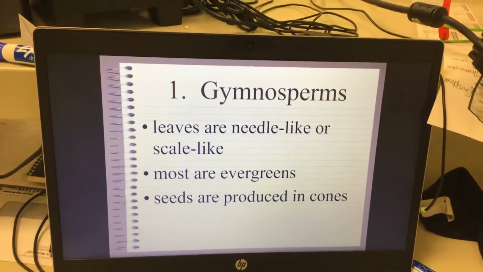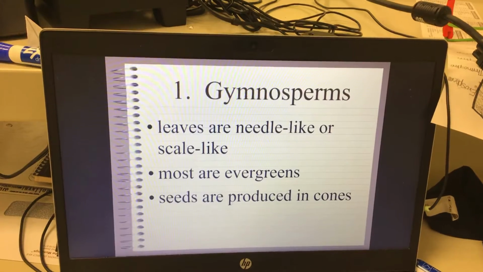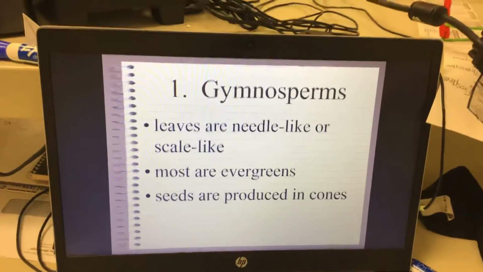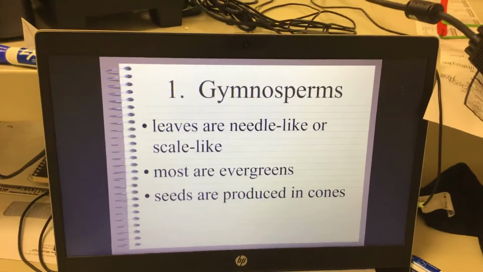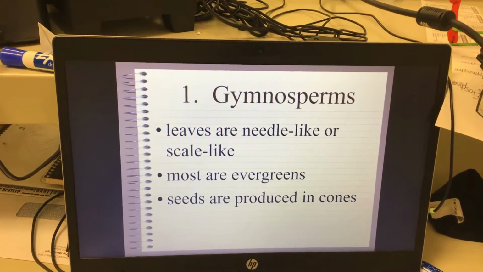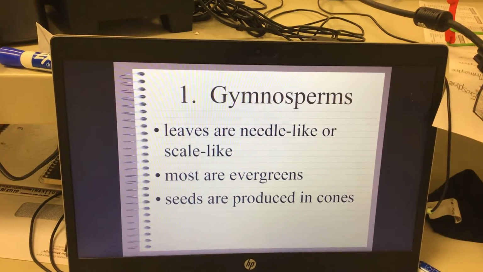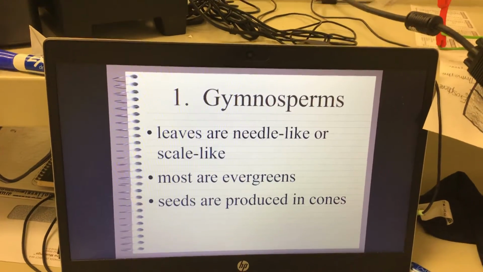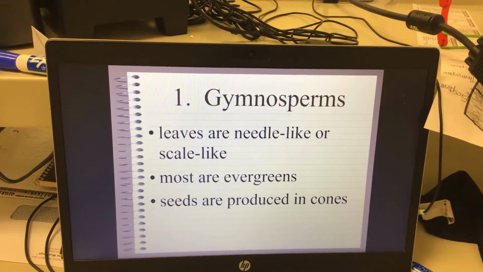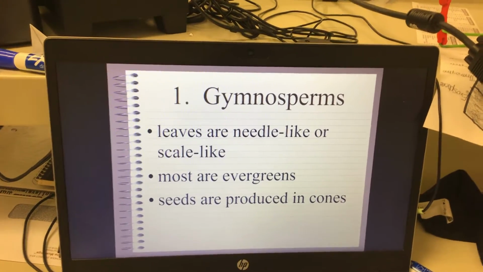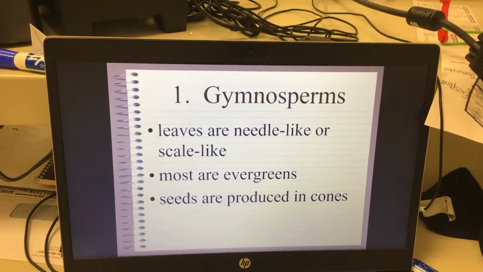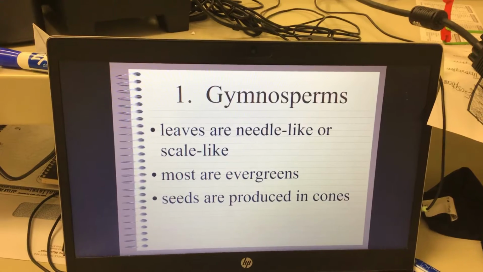So, gymnosperms, instead of flat leaves like we're used to, they're going to have needles. If you have a pine tree or something in your backyard, it's a gymnosperm. Most are evergreens, meaning they look the same all year round. And then instead of having flowers, there's going to be no flowers, there's going to be no fruit, but it's going to be cones. So they're going to have pine cones, and that's going to contain the seed.